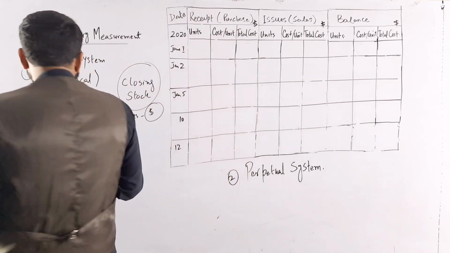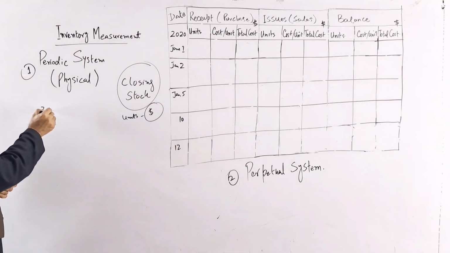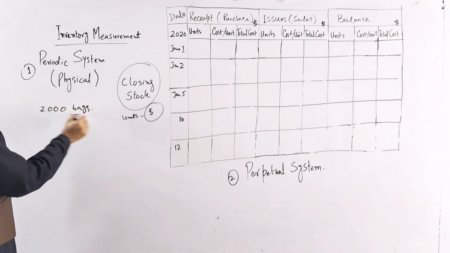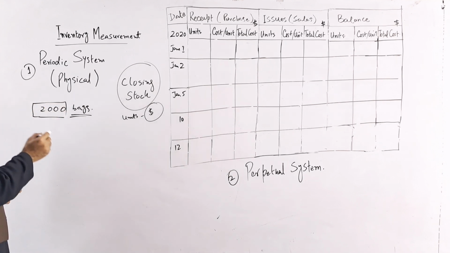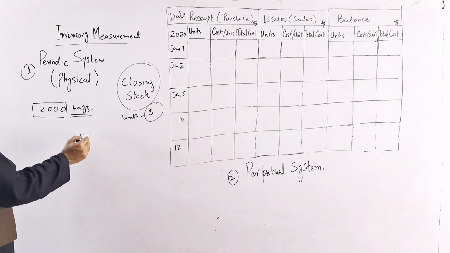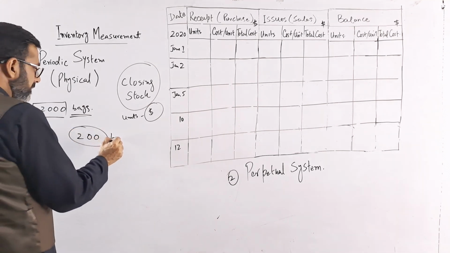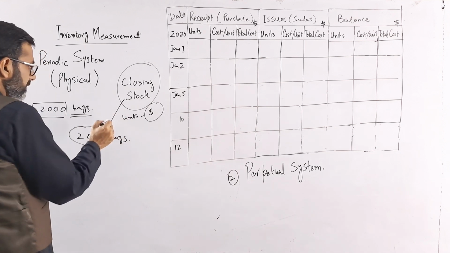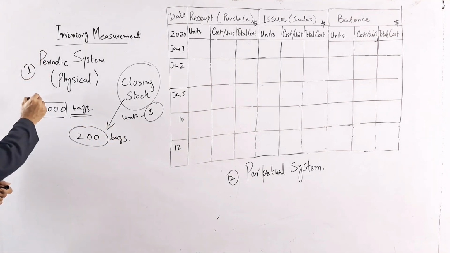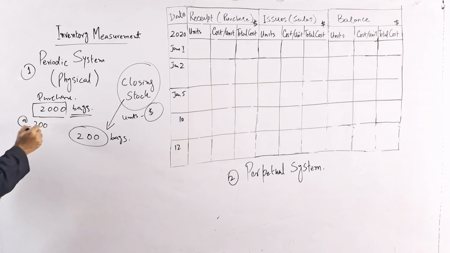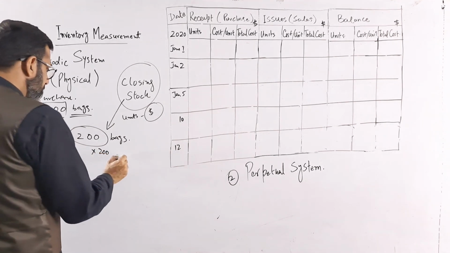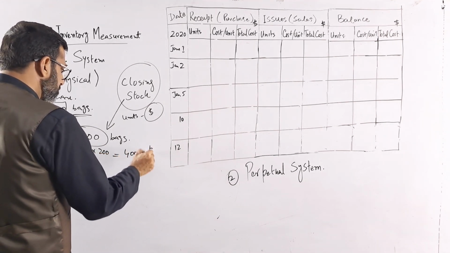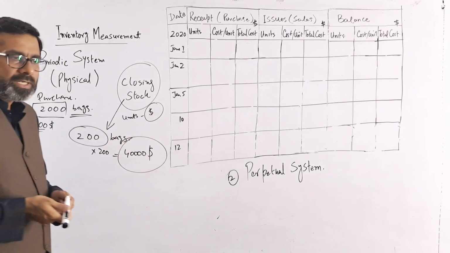First of all, the periodic system. Let's say some company is purchasing 2,000 bags of some product. During this month they have purchased these 2,000 bags. At the end of the month they see that 200 bags are still available. So this is their closing stock, and the 2,000 is purchases. For example, the value is $200 per bag, so it means 200 multiplied by 200, which is $40,000. This is the value of the closing stock.